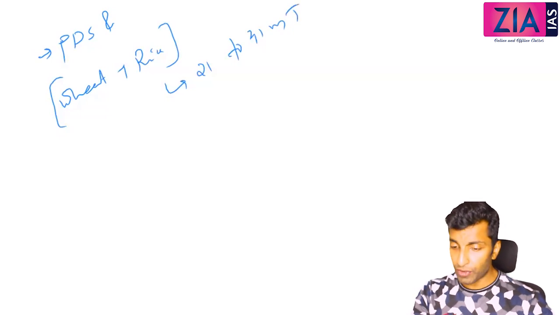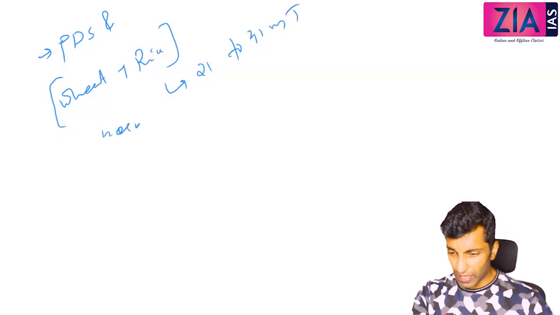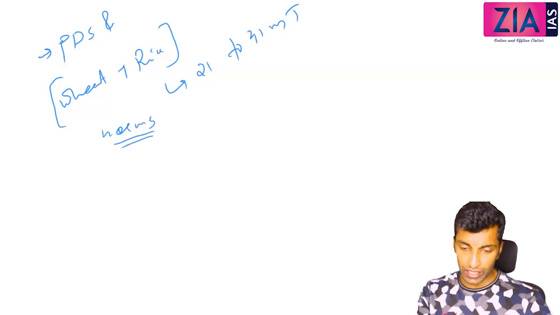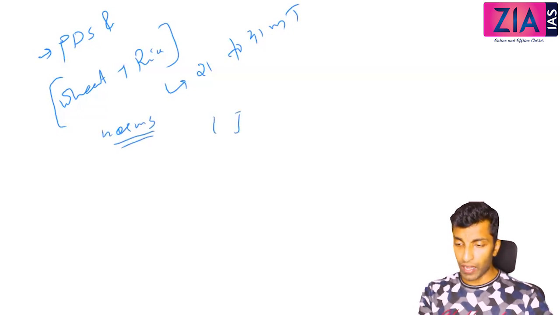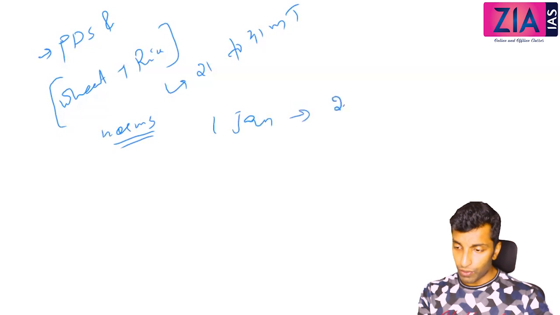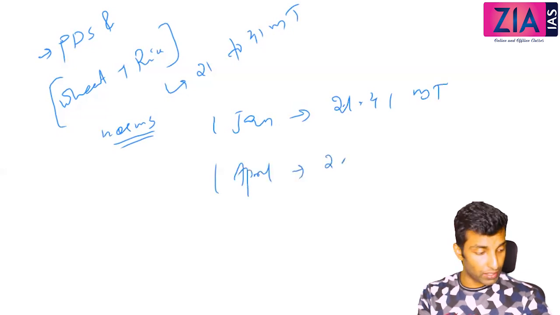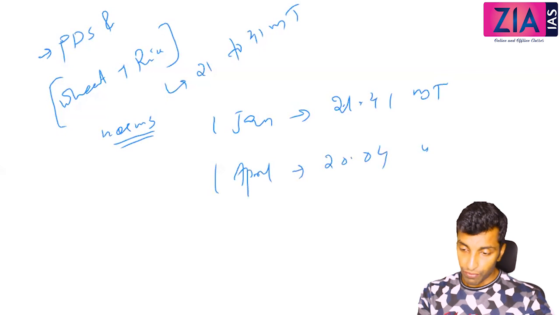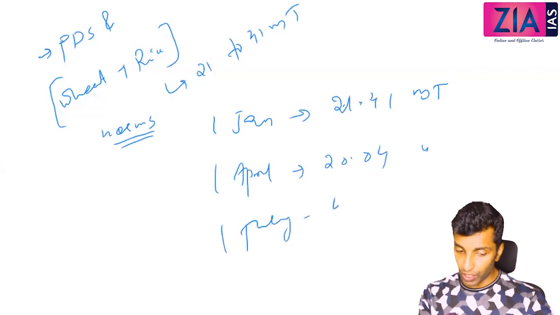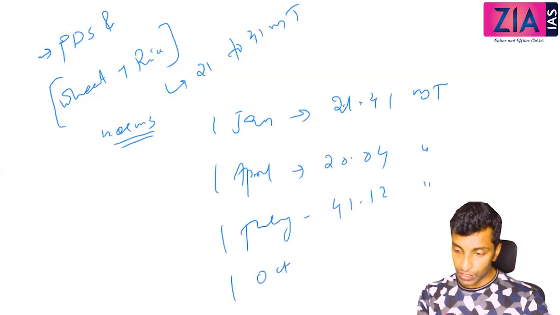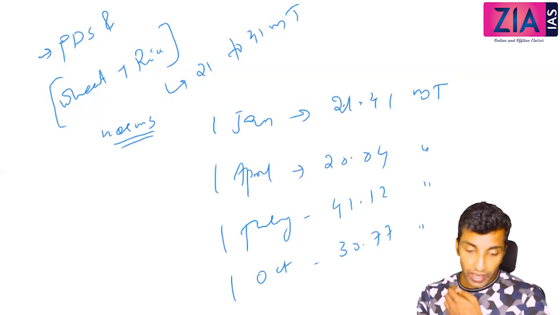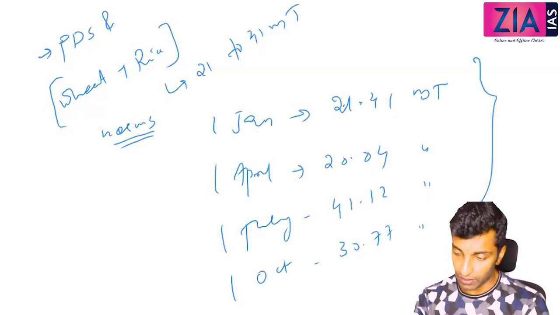There are some buffer stock norms also. Nobody will ask you this in an exam, but just for your knowledge I'll tell you. By 1st of Jan, it has to be 21.41 metric ton. 1st of April, it has to be 20.04 metric ton. 1st of July, it has to be 41.12 MT. 1st of October, it has to be 30.77 MT.